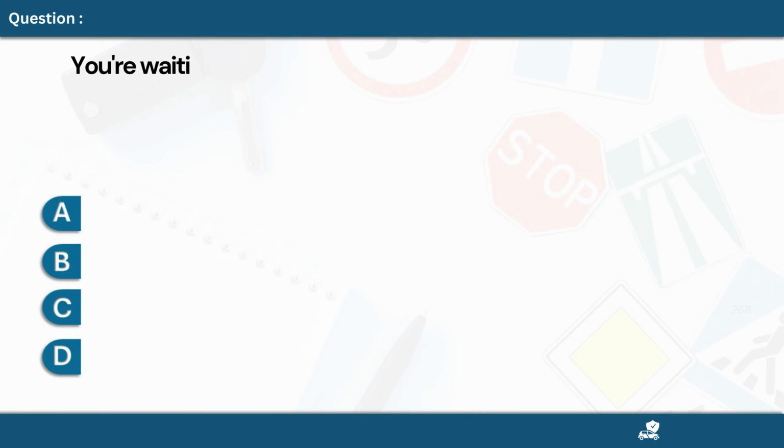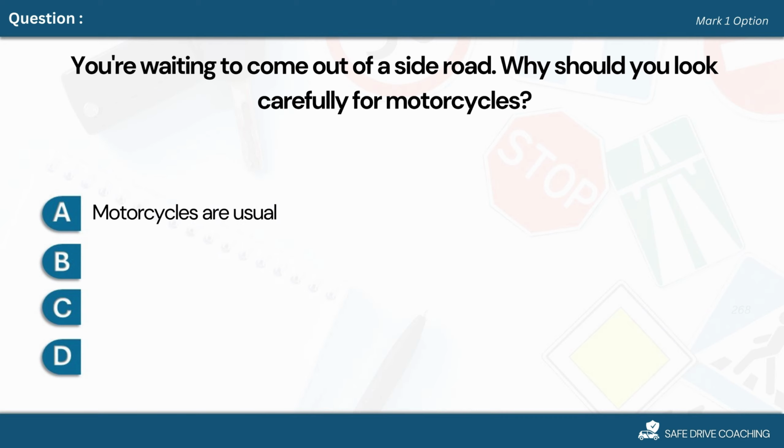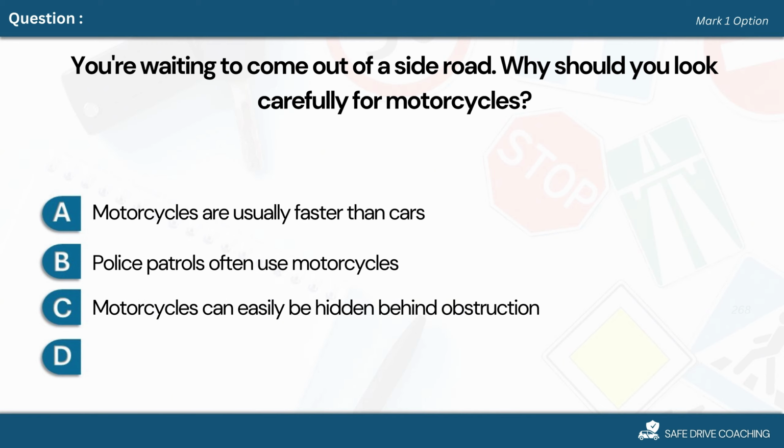You're waiting to come out of a side road. Why should you look carefully for motorcycles? A. Motorcycles are usually faster than cars. B. Police patrols often use motorcycles. C. Motorcycles can easily be hidden behind obstructions. D. Motorcycles have right-of-way.